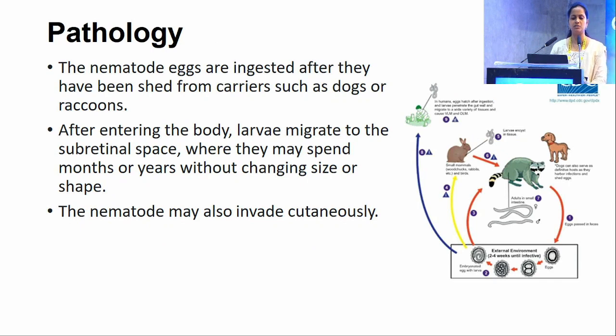Coming to the pathology, the nematode eggs from dogs or raccoons are ingested after they have been shed from their carriers. After entering the body, the eggs hatch into larvae. These larvae travel hematogenously and migrate into the subretinal space, where they may spend months or years without changing size or shape. These nematodes may invade cutaneously. This is the life cycle of Baylisascaris.